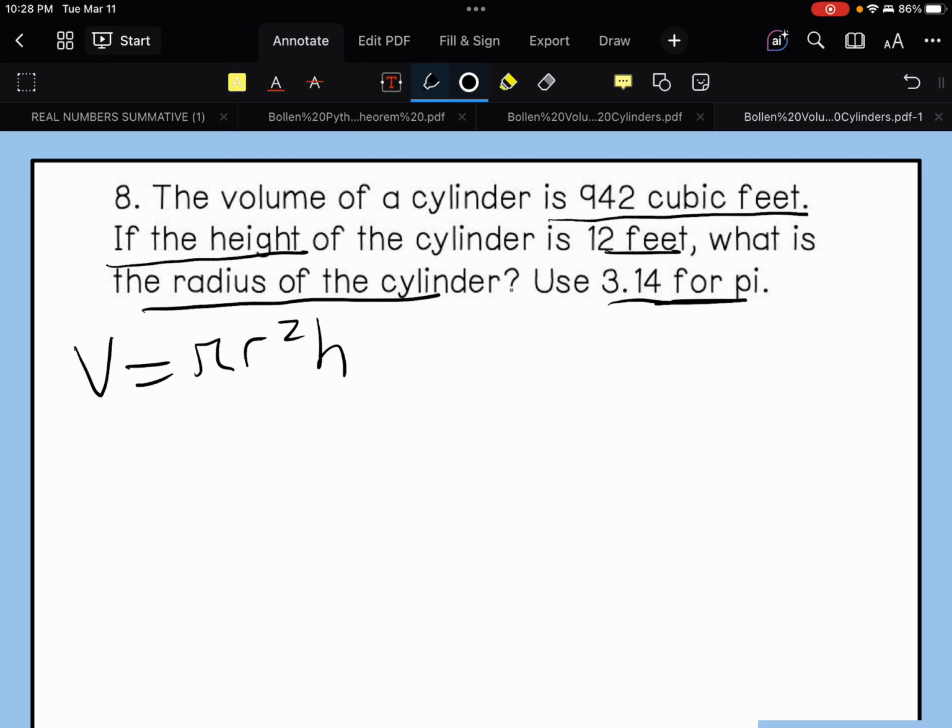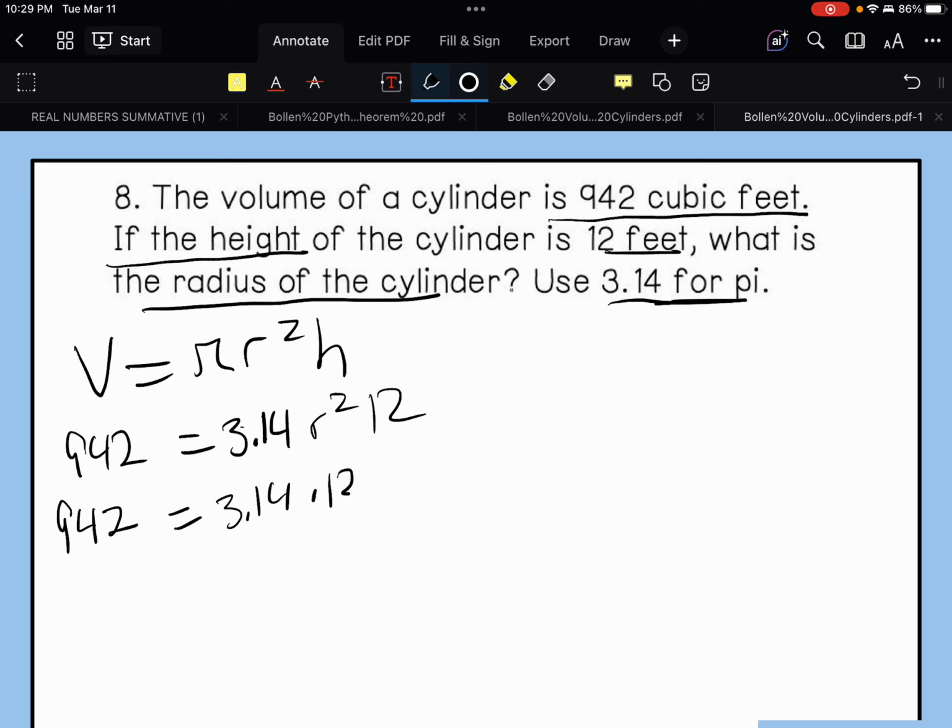We are going to go through, and our volume is 942 equals pi. It said to use 3.14 for pi, so I'm already going to plug that in. And then we were given r squared times the height of 12. So remember, when we're multiplying, we can rearrange this equation a little bit. So I'm going to do 942 equals 3.14 times 12 times r squared.